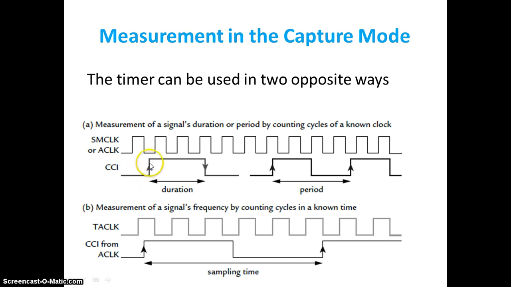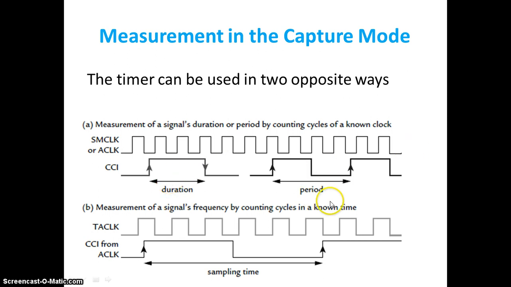Okay, on the rising edge, my TSCR is going to capture the count value. Then on the falling edge also, it is going to capture the count value. If I take the difference, I will know how many counts have elapsed. If I know the time period of the counter clock frequency, just by multiplying with the difference count, I am going to get the duration. Okay, that is one application.